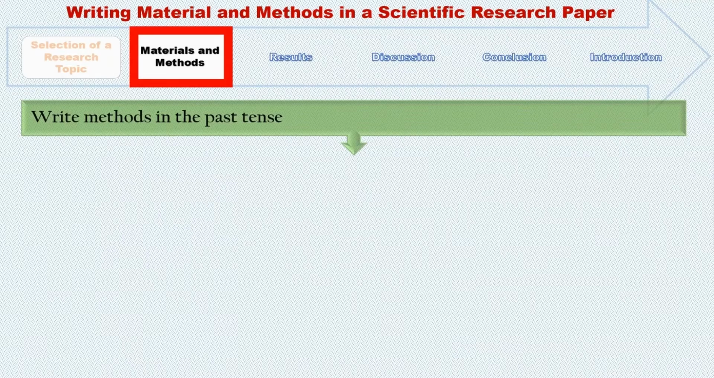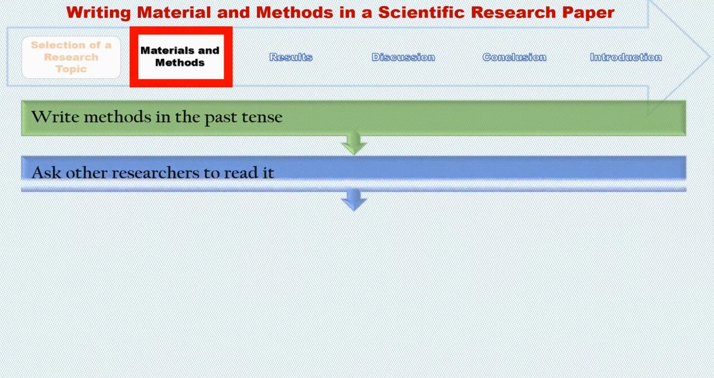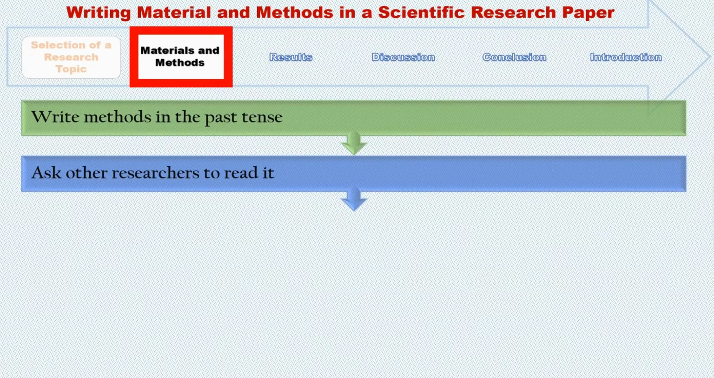The materials and methods section should be written in the past tense. It would be better to ask other researchers to read this section. It would be better if the reader is not involved in your study. If the reader understands the procedure, you may proceed in writing your materials and methods section.